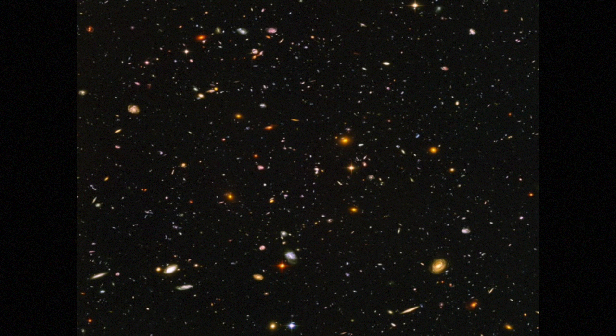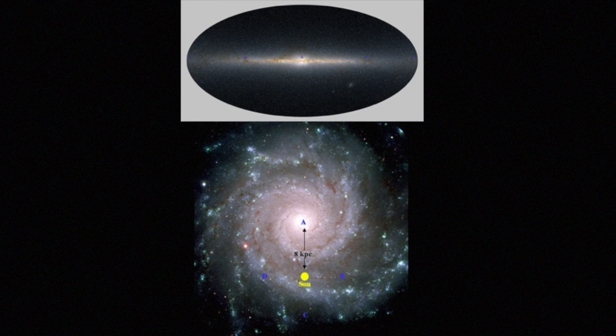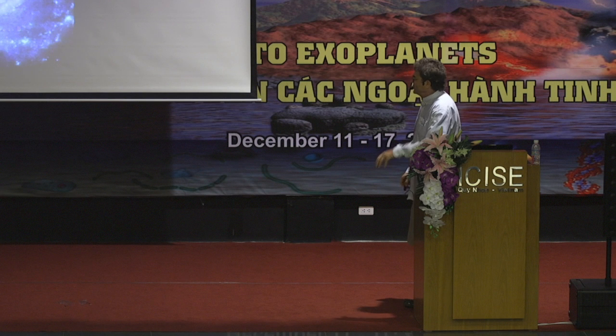And now I wanted to switch gears a little bit and show you what a galaxy is. And here's some galaxies. Let's pretend that this is our galaxy. Here's the center where we've got this 3 million solar mass black hole. Here's the sun at about 8 kiloparsecs. A kiloparsec is 1,000 parsecs. A parsec is about 3.26 light years.